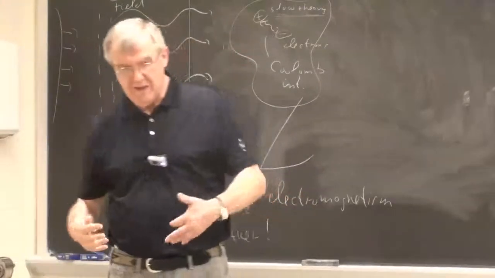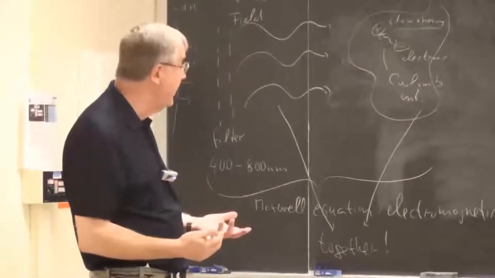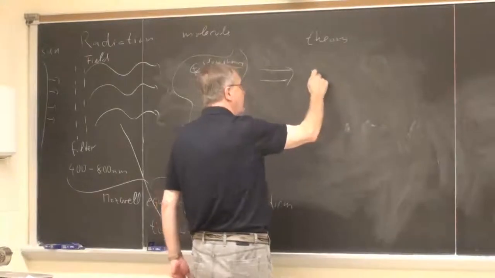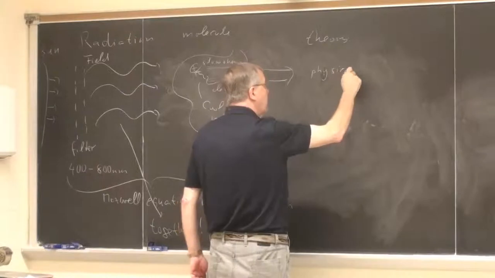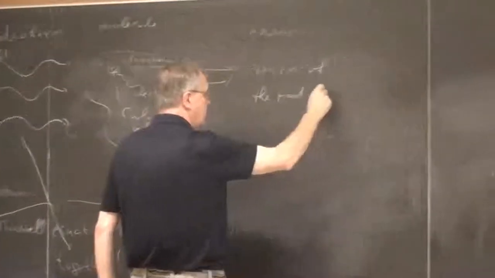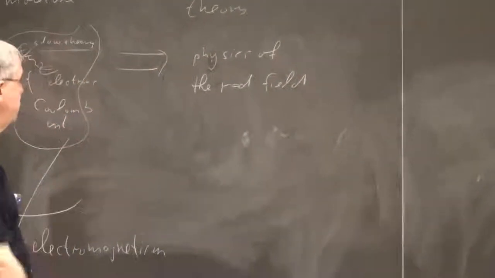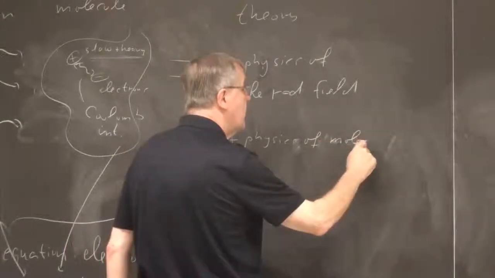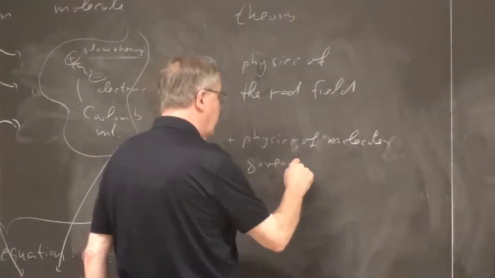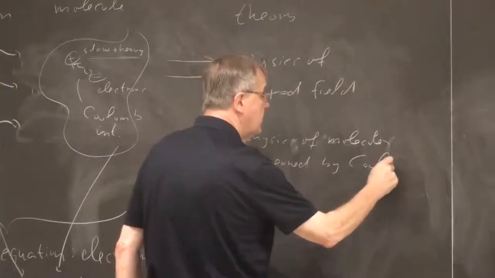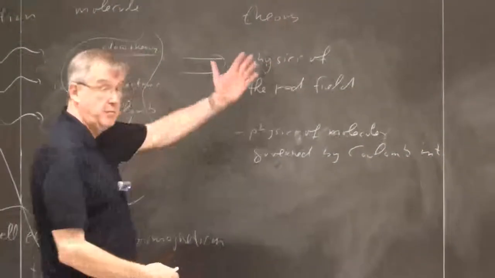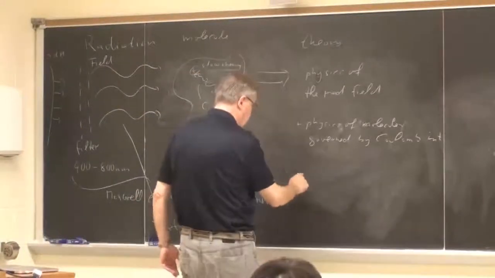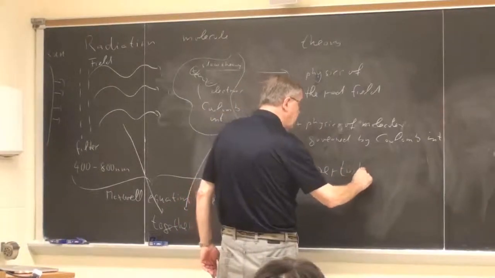Now we have to formulate the description of the electromagnetic field in such a way that we are getting the following theory. We have the physics of the radiation field. How does this look? We just take the simplest form, so it will be very easy actually. Then we have the physics of molecules governed by Coulomb interaction. If we had only these, that would be no good, because the radiation field and the molecule wouldn't see each other. We need to get an interaction between them, and that is we need a perturbation between the two.